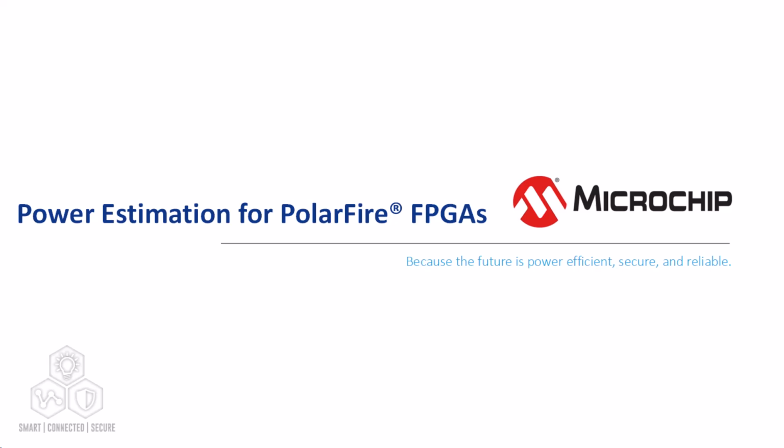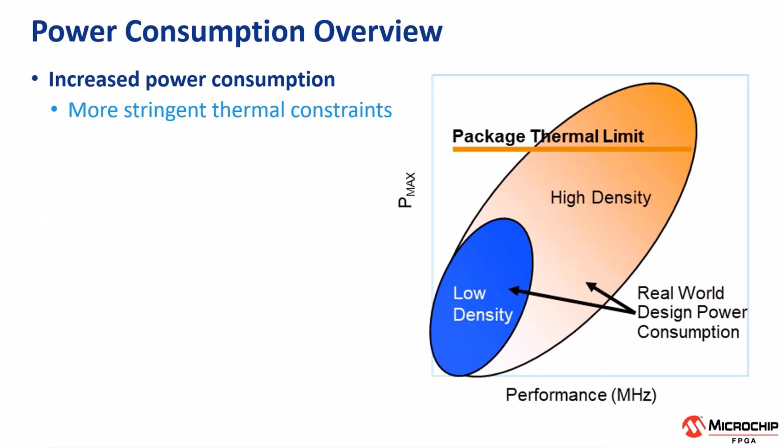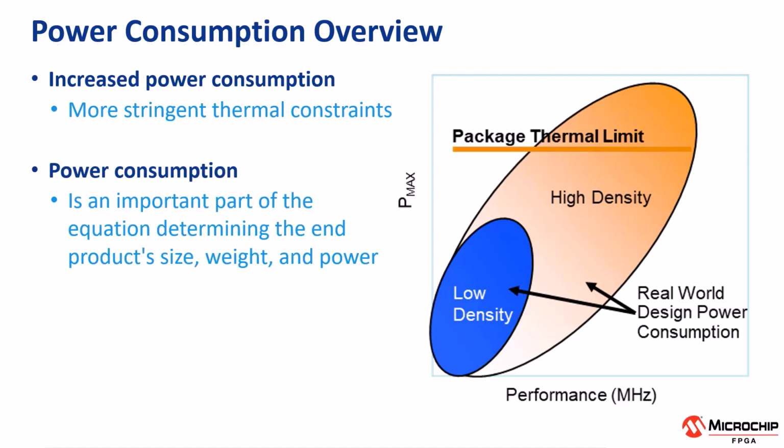In this video, I'll explain how to perform early power estimation for PolarFire FPGAs using the Microchip Power Estimator. Modern FPGAs have much higher performance than previous generations. This higher performance leads to higher power consumption with more stringent thermal constraints to ensure that the design remains within the thermal limits of the system. Power consumption is an important part of the equation determining the end product's size, weight, and power, or SWAP.